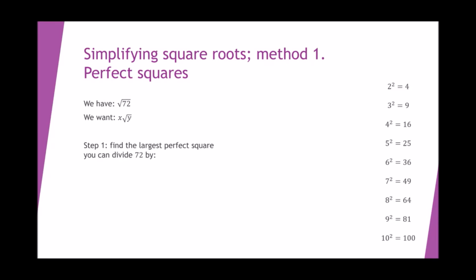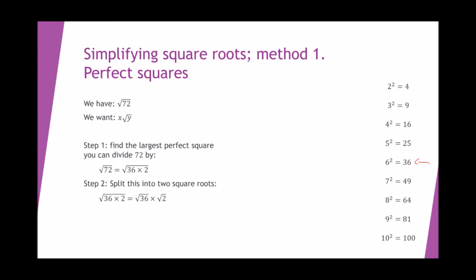So if we go through the list, clearly we can't divide it by 100, nor by 81, nor by 64 or 49, but we can divide 72 by 36. So we're going to use that to write square root 72 as a multiplication. Square root 72 is the square root of 36 times 2. And now, from this point, we can do the opposite of the multiplication rule to split this up into square root 36 times square root 2. Again, be careful, this only works with times. It doesn't work with plus or minus.